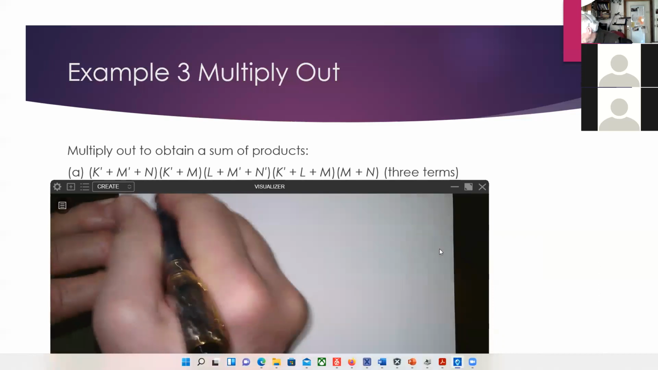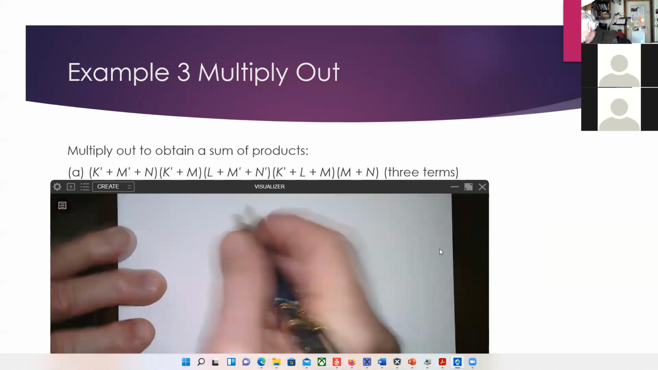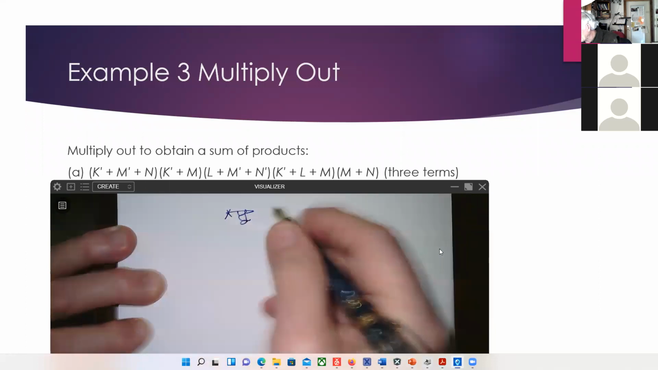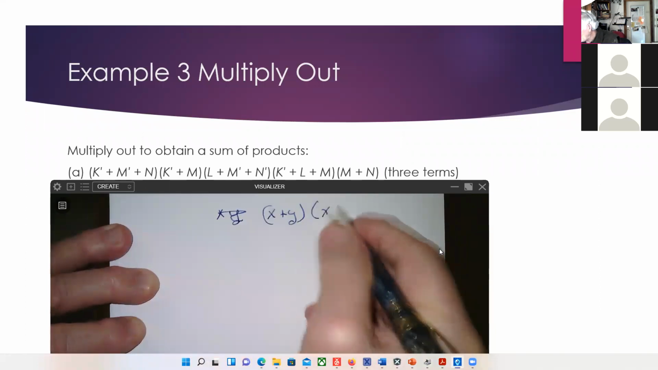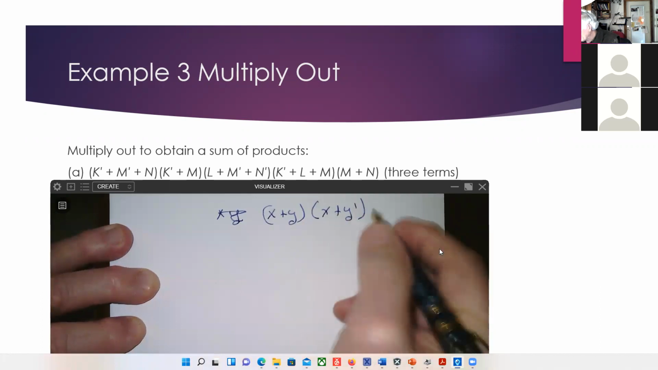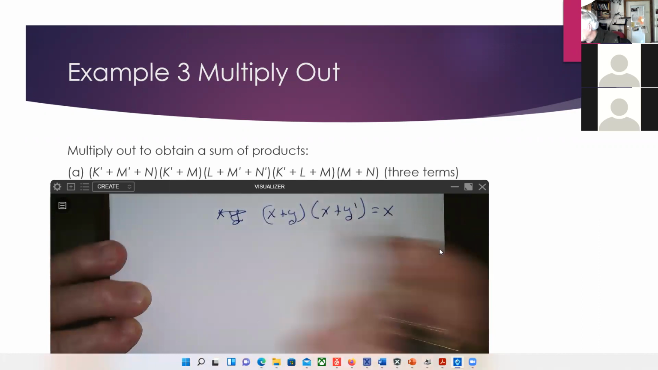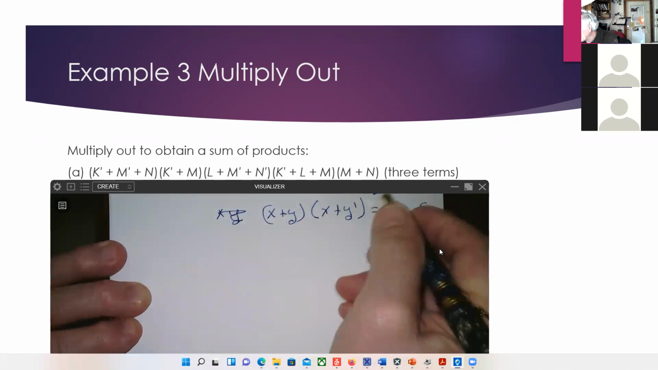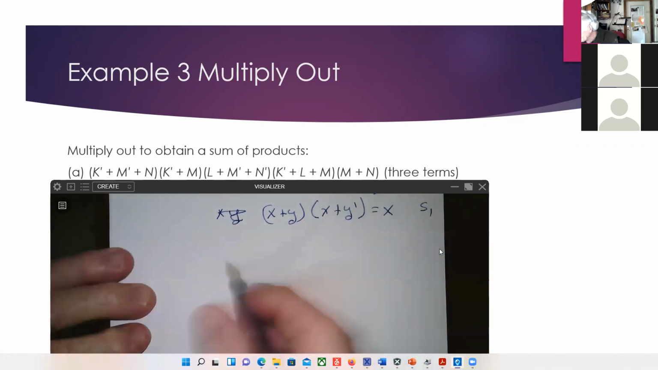So let's think through S1, S2, and S3. One theorem, actually we want to go the other direction: X plus Y quantity times X plus Y prime equals X. Now, do you see anywhere we can apply that? That's of course S1, and we're going to apply it in this direction.